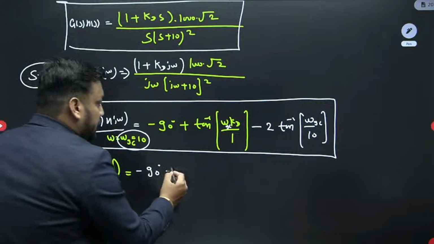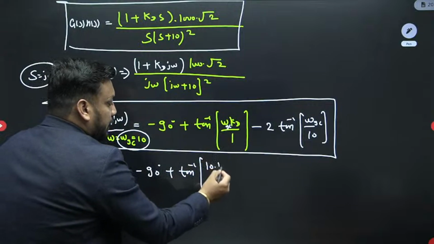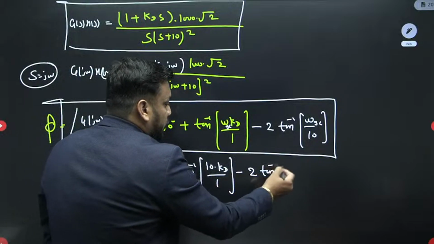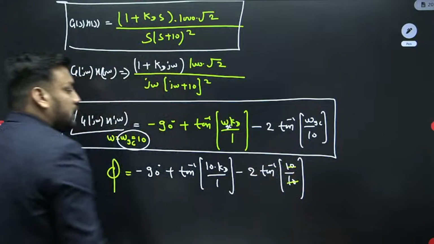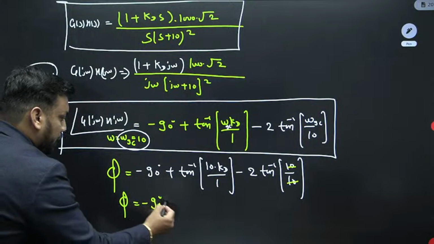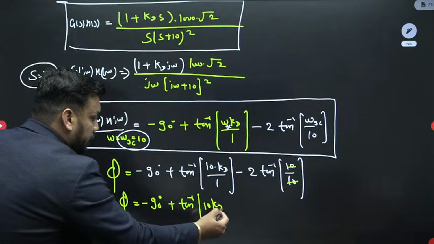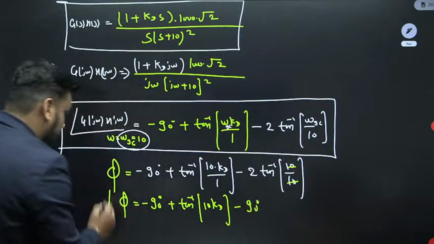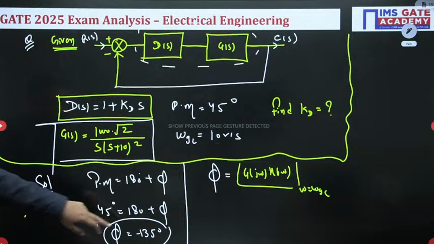So minus 90 plus tan inverse, here omega Gc value is tan kd upon 1, and here is minus 2 tan inverse of omega by 10, and you can say it is cancelled. So tan inverse 1 is 45, 45 into 2 is 90. So finally phi is nothing but minus 90 degree plus tan inverse tan kd, and 45 into 2 is 90. So this is finally my phi, and I already got the phi value in the last slide. In the last slide, the phi value we got was minus 135.